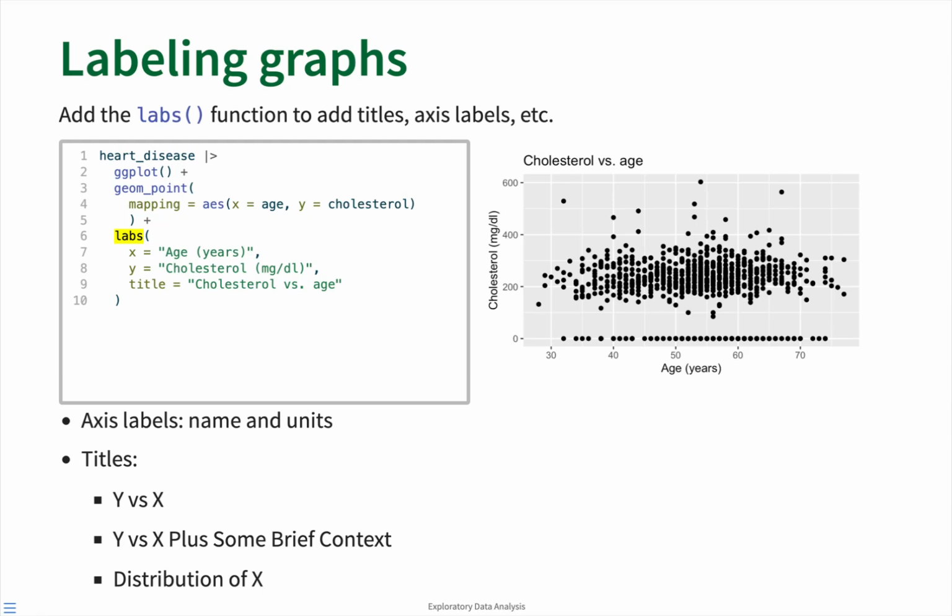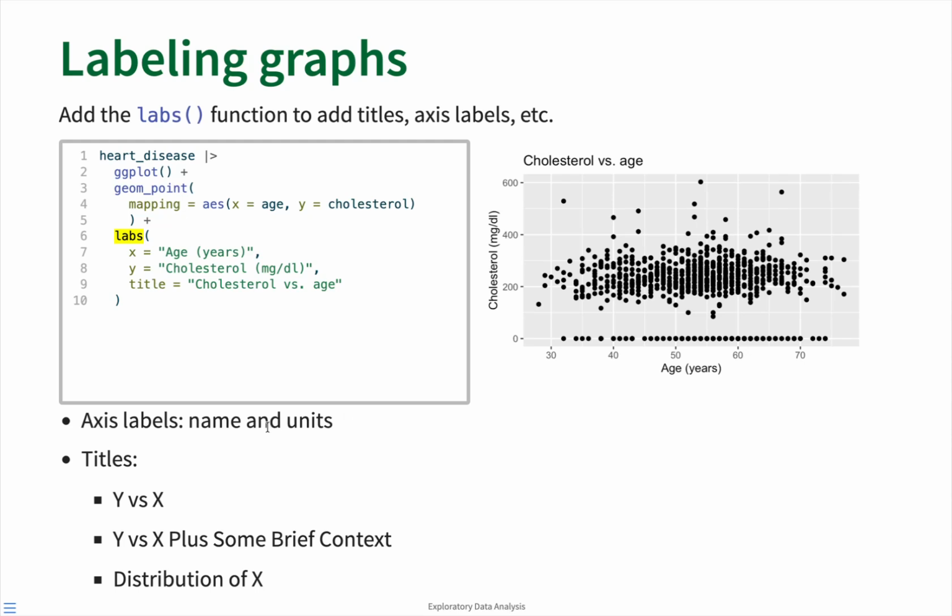Another consideration when creating scientific graphs is that we want to clearly label what's in those graphs. We can do so with ggplot by adding this labs function like you see here. It gets added on to the existing ggplot code just like a geom function does with the plus symbol. And then within the labs function, we can specify things like the X and Y axis labels, as well as a title for the graph.